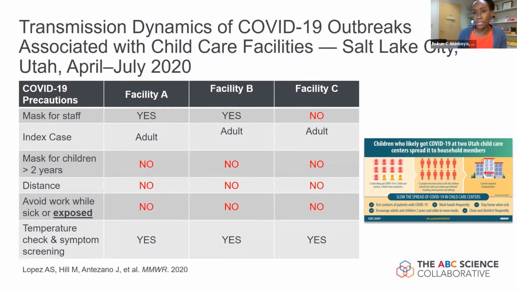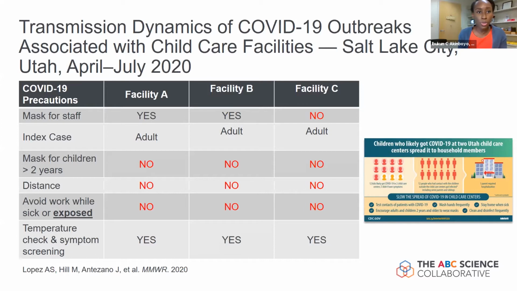That by itself is not surprising information. We know that kids can get infected and can spread. The goal is to ensure that as much as we can, we're preventing infections wherever that might be. But going back to what actually happened within the childcare settings, there are 3 key facilities they looked at here.